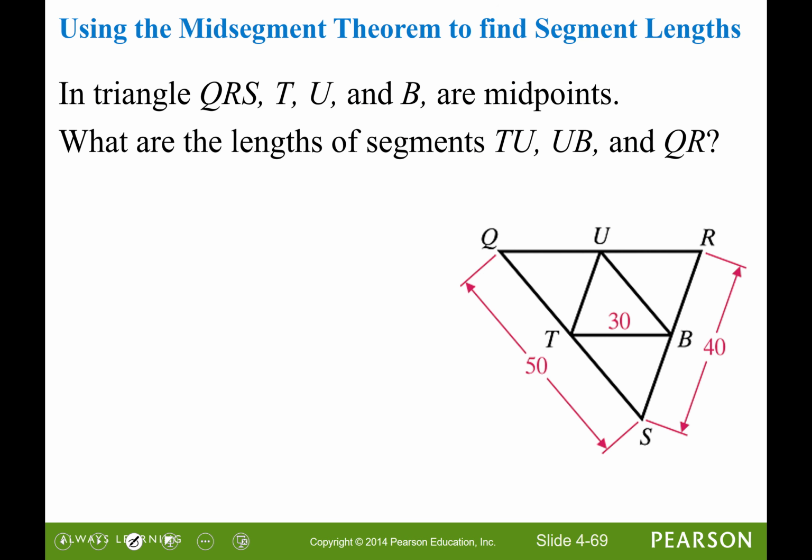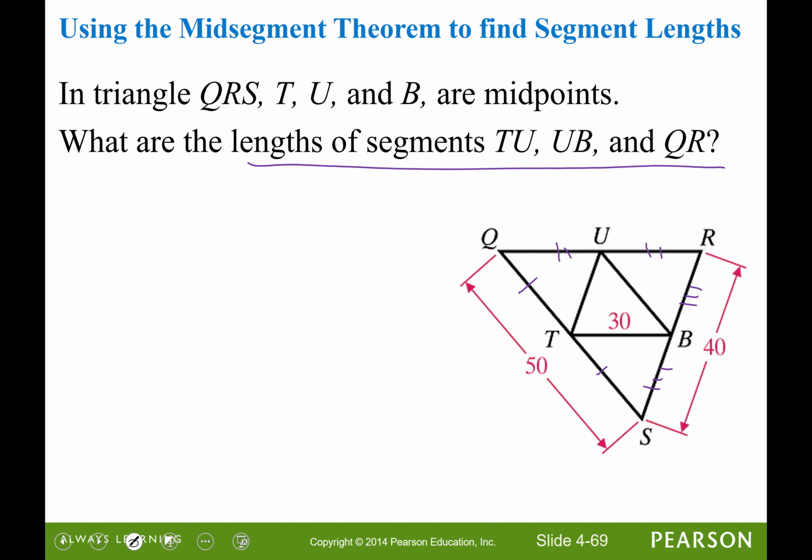Okay, so using the mid-segment theorem to find segment lengths. Here we have triangle QRS, and we have T, U, and B as midpoints. So they told us that T is the middle of this side, U is the middle of this side, and B is the middle of this side. Okay, so we definitely have our midsegments, and we can use the knowledge that midsegments are half the length of the side they're parallel to find the lengths of TU, UB, and QR.